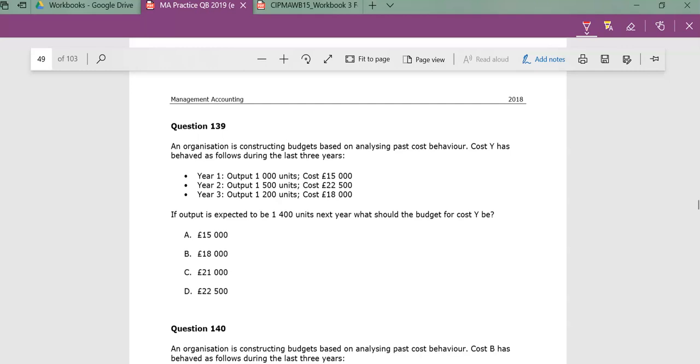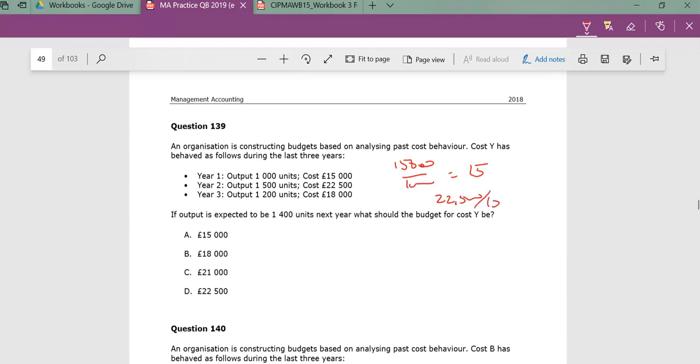Here it's interesting. What we see here is that the costs seem to be increasing with the number of units. So this feels like a variable cost. Let's test it just to make sure it's not semi-variable. We have 15,000 divided by 1,000, then we have £15.